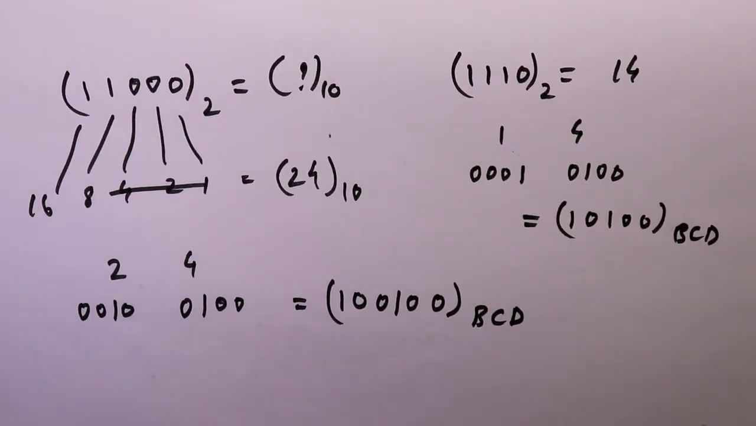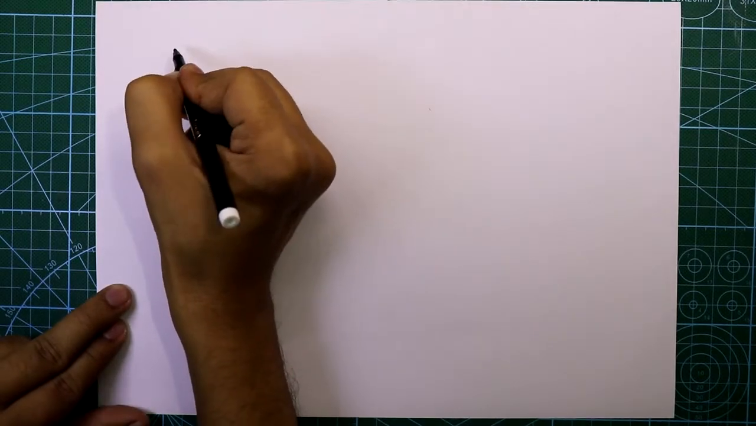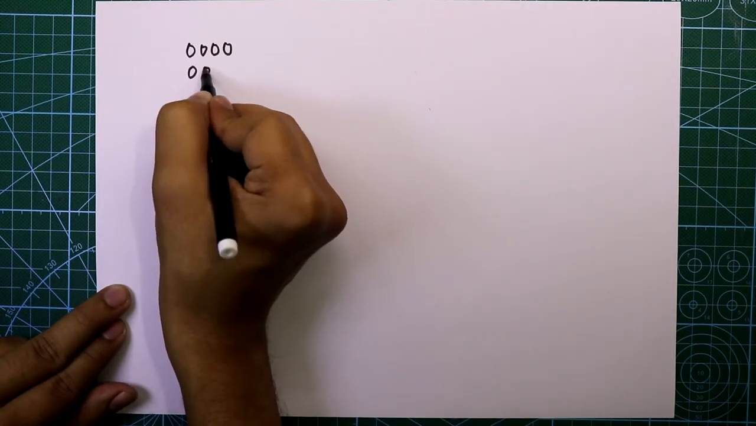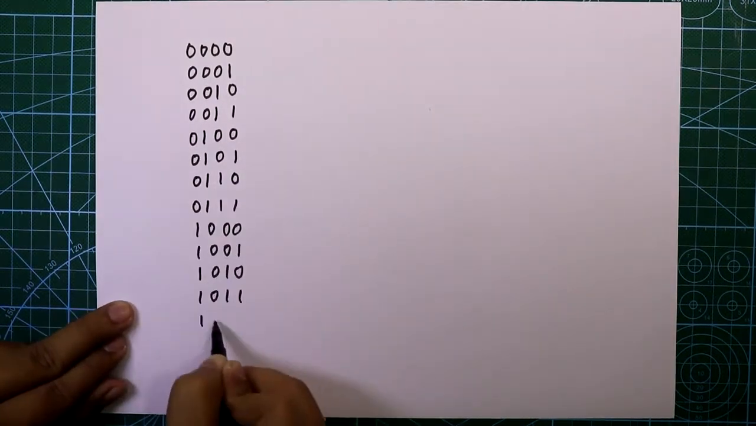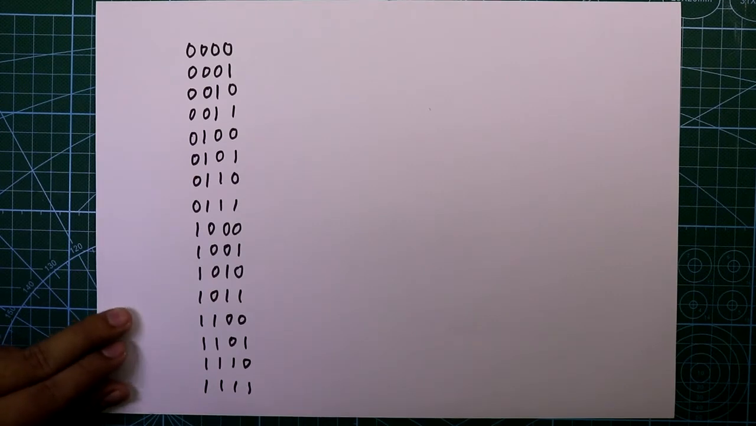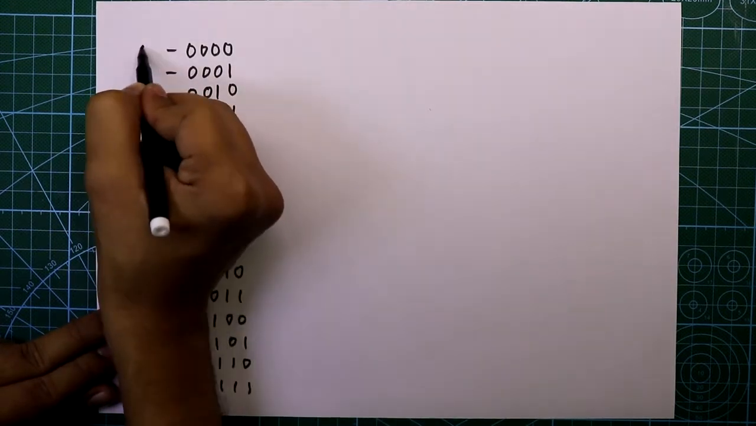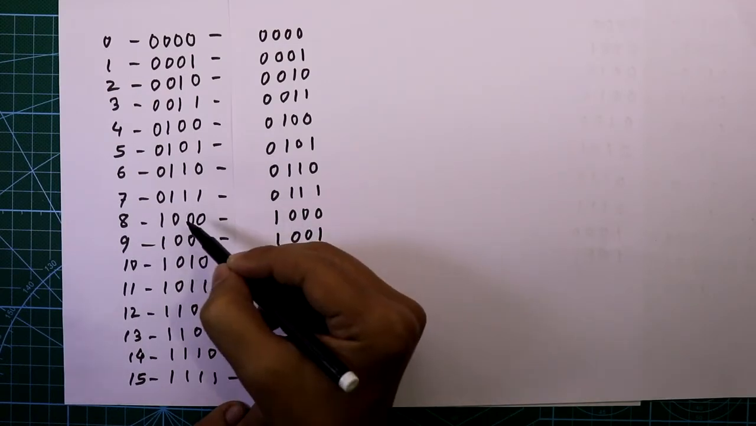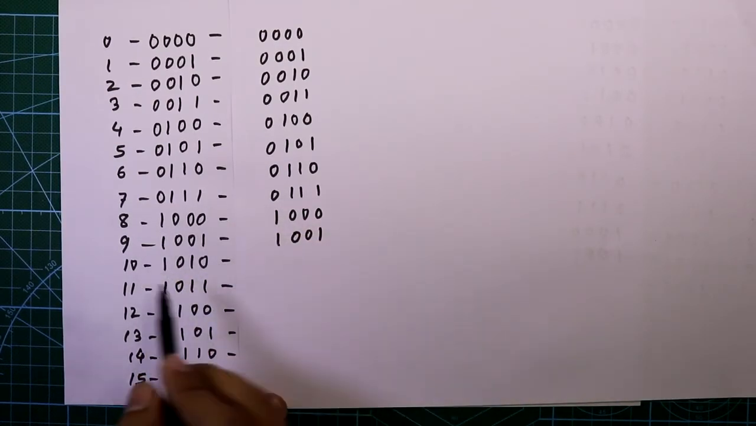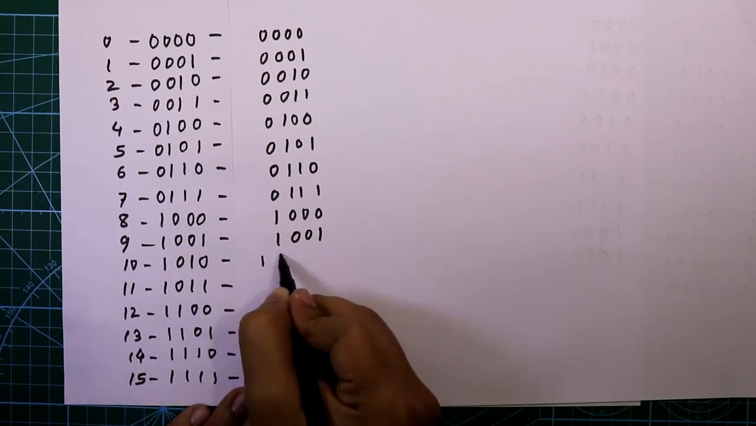In the practical circuit we will see up to 4-bit binary numbers. Now see all the 4-bit binary numbers from 0000. Next will be 0001, 0010. This is up to 4-bit binary numbers. And we'll write its decimal equivalent. Up to 9, the BCD code is the same as the binary number. From 10, it is 10. So first we have to write 1, then 0.